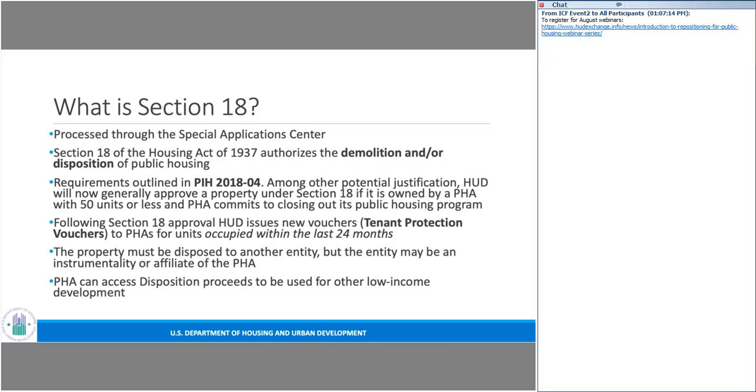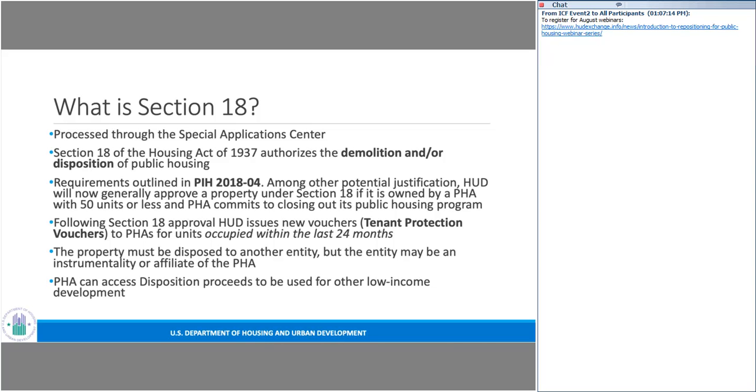One of the things that Section 18 does allow is the provision of tenant protection vouchers when we allow a unit for demolition or disposition for any units occupied in the last 24 months. And that's really important. If it hasn't been occupied in the last 24 months, you may not get tenant protection vouchers for that. The property must be disposed of to another entity. There must be a transfer of title, but we'll talk about that a little bit later because it can go to an instrumentality or an affiliate of the PHA. So if the PHA were to create its own subsidiary or a nonprofit of some kind, they can easily just transfer the title into the new name of the new entity without having to really lose control of the property.